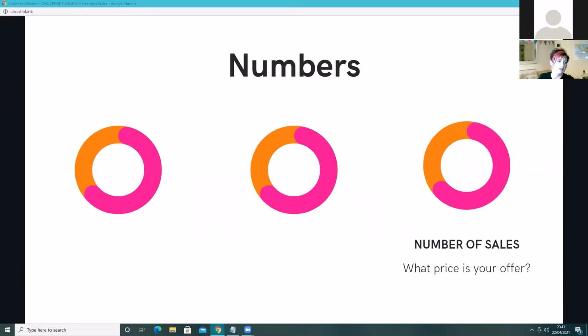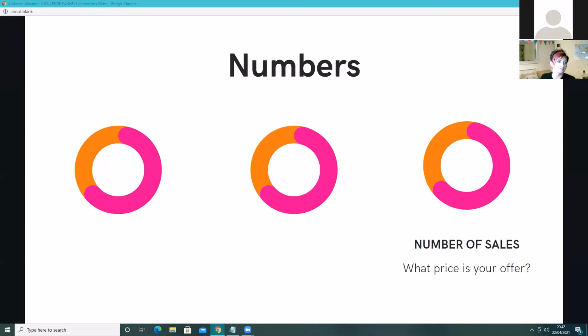So if you've already got your coaching program or your course, you know what you're going to sell, how much is it? Everyone who's on, do you want to type in the comments how much your course is or your offer? Or if you don't know what you're selling yet, just put a question mark in. Let's see what people are going to be selling on their challenge.